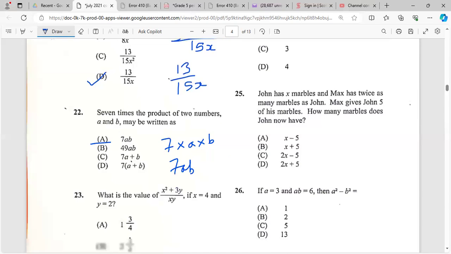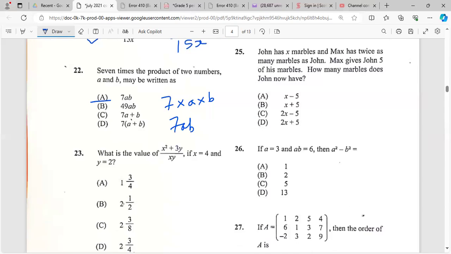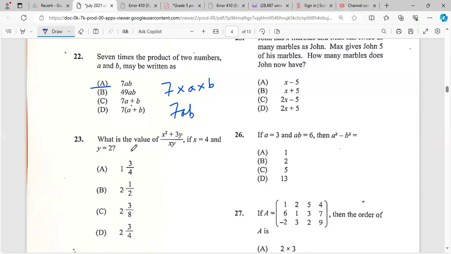23 is just a substitution. So we just have to substitute the value and do whatever they say. They say, what is the value of x squared plus 3x plus 3y over xy if x is 4 and y is 2? So anywhere we see x, we're going to put 4. So we just replace it. It's going to be 4 squared plus 3 times y, which is 2. And then now we divide by x times y.